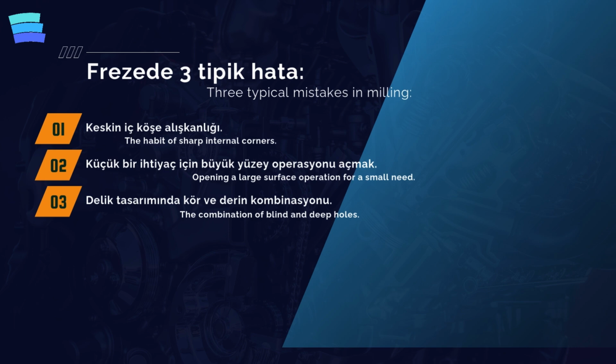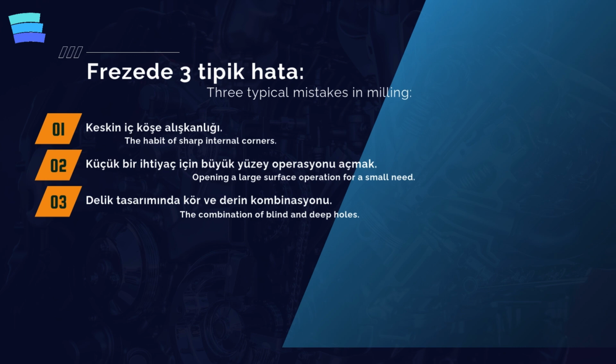Mistake 2. Opening a large surface operation for a small need. For example, instead of machining an entire face just to seat a bolt head, a localized spot-facing operation is often a more economical solution. Mistake 3. The combination of blind and deep holes. In blind holes, chip evacuation and tool space become difficult. As depth increases, the risk of drift and breakage rises. If possible, prefer through holes.